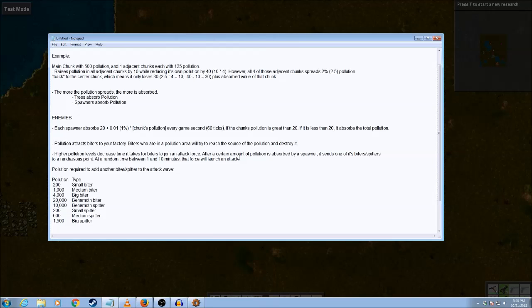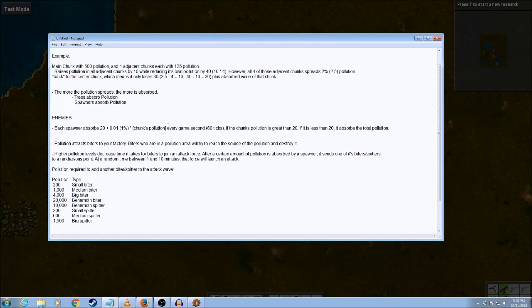Okay, now here's how this works with the spawners absorbing it and sending out biters. Higher pollution levels decrease the time it takes for biters to join an attack force. So when you see the biters kind of gathering in a group randomly, well, it's not random, but it may seem random until you know this, they gather in a group before they attack. That's what this is, right?